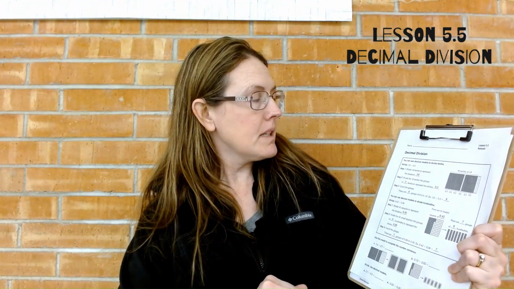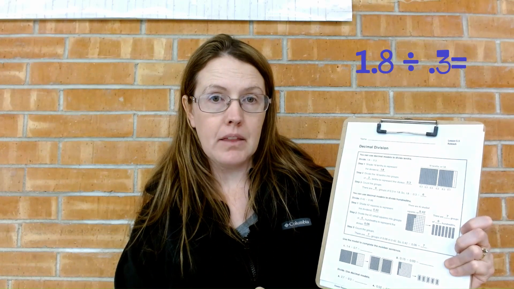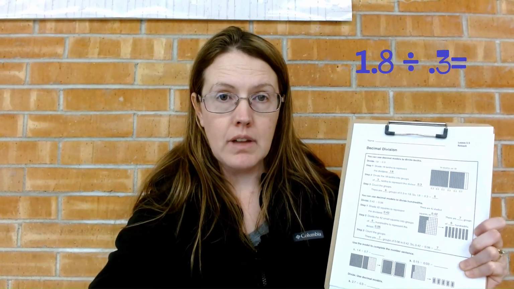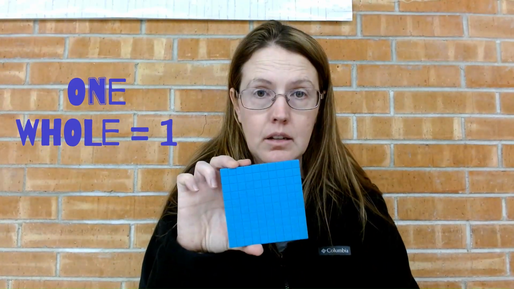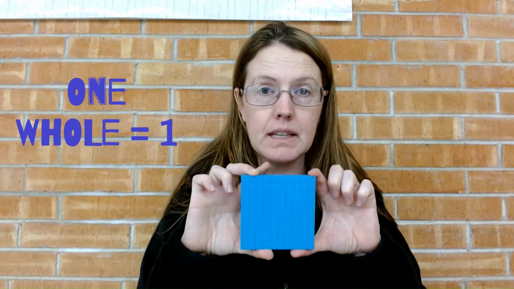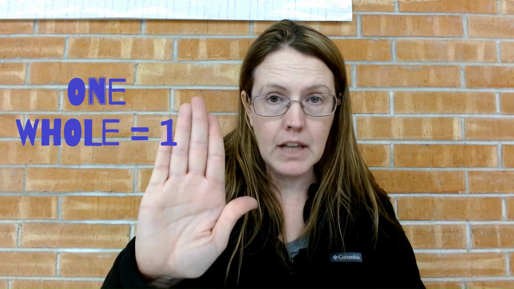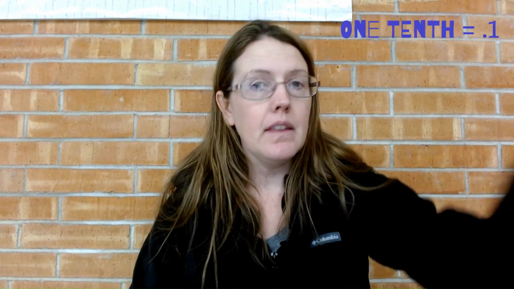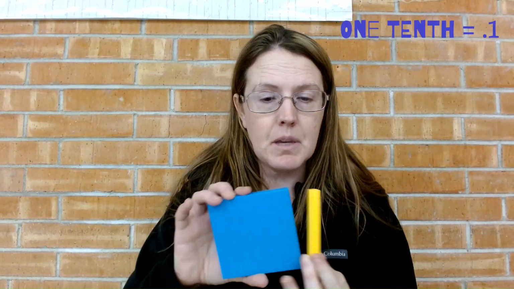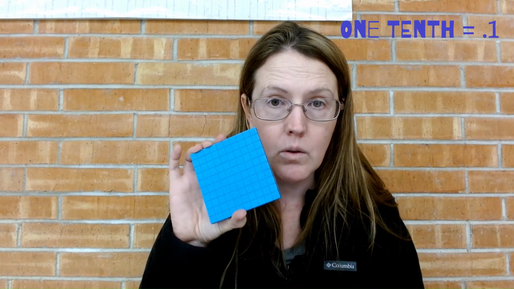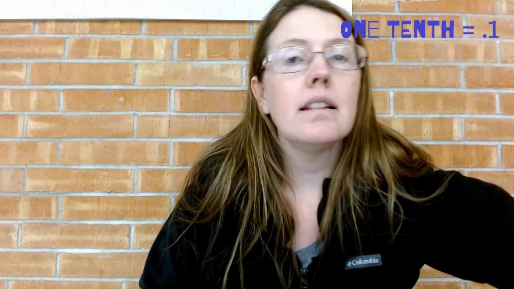And the example problem says 1 8/10 divided by 3/10. So I'm going to show you that with the blocks first. We've got 1. Remember that we're representing one whole with these blue flat ones. Remember, these are the flats. They're 1. And then the longs are tenths because it takes 10 of them to make one whole. And then these little blocks are the hundredths. And it takes 100 of these to make one whole. So that's why they're called a hundredth.